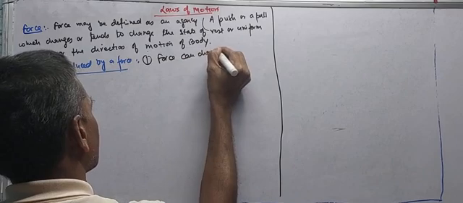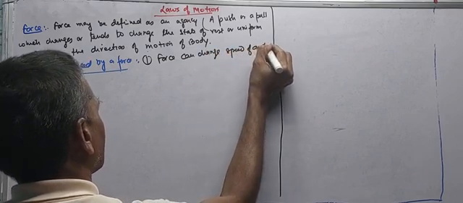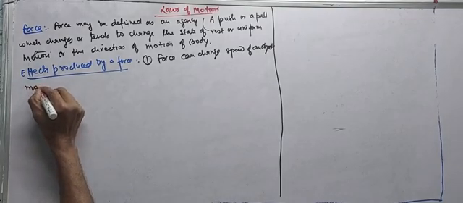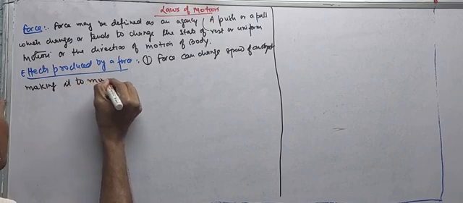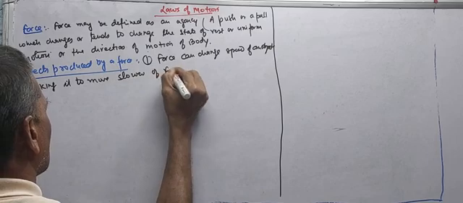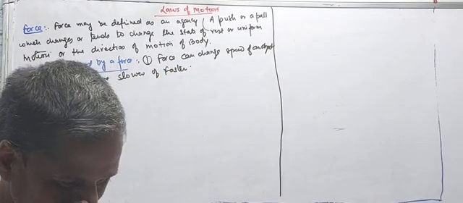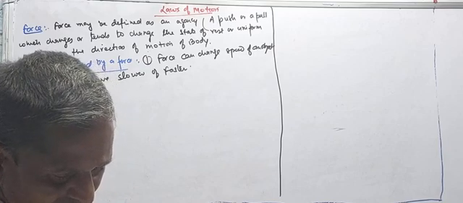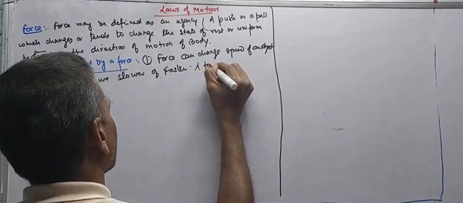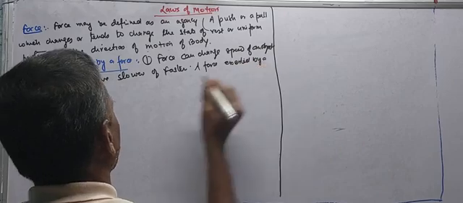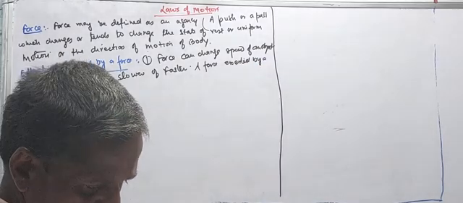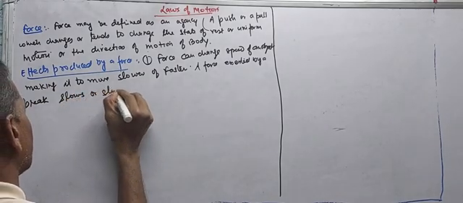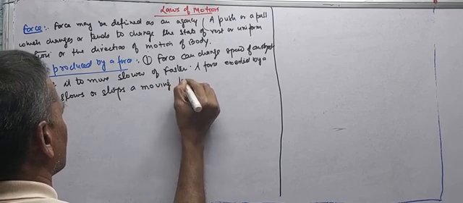Force can change speed of an object, making it to move slower or faster. A force exerted by brakes slows or stops a moving train.